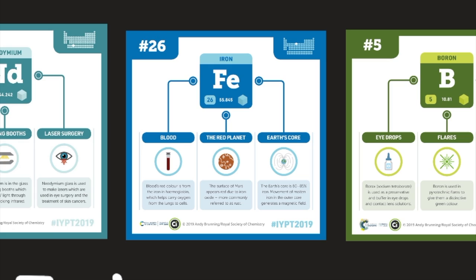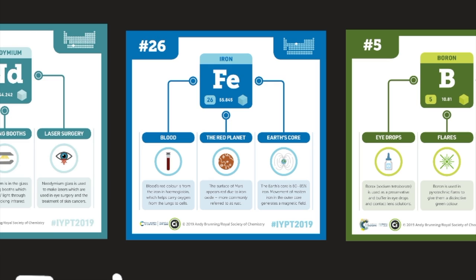Iron, another very useful element. Blood's red color is from the iron in hemoglobin, which helps carry oxygen from the lungs to cells. The red planet, Mars. The surface of Mars appears red due to iron oxide, more commonly referred to as rust. The Earth's core is 80 to 85% iron.